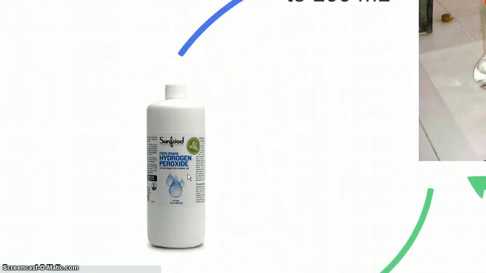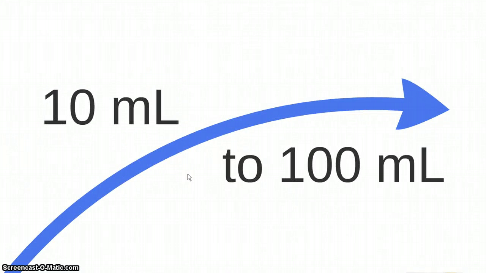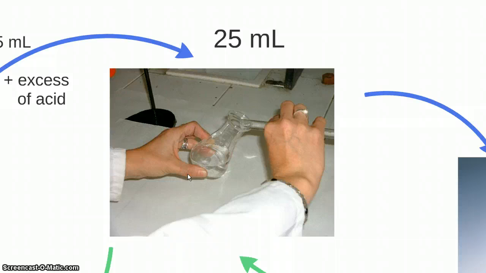The first thing we're going to do is take 10 milliliters of the substance and dilute it to 100 milliliters. After that we will take 25 milliliters and add an excess of acid. We don't need to know how much, we just need to know that we have more than enough.